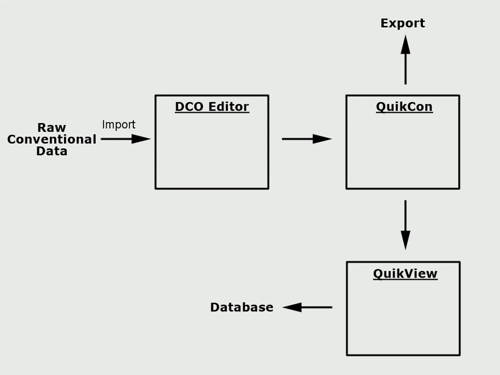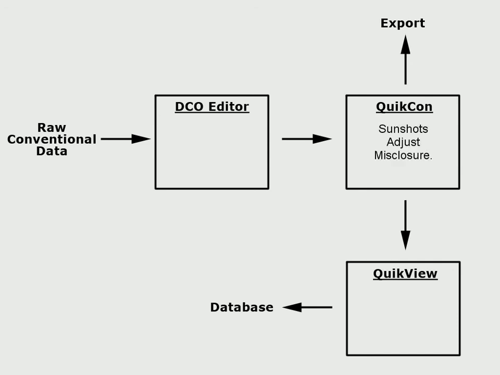We start with the raw conventional data and import this into the Data Collection Observation Editor. This is where we edit and QC our raw data and apply our takeoff coordinates. Then we export a QuikCon QCN file, which we then open in the main QuikCon interface.